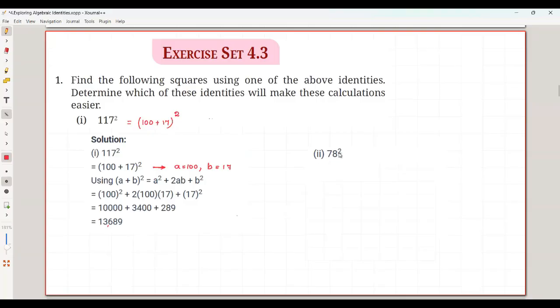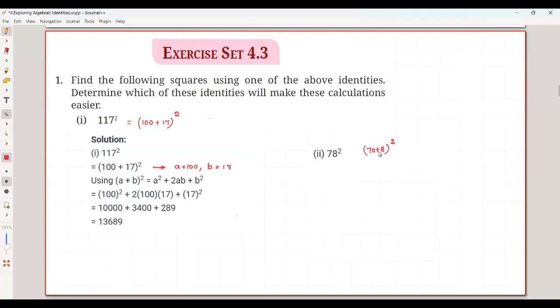Now the second question, 78 square. 78 square also we can write in many different ways, right? That is our convenience. We can write 80 minus 2 the whole square also. If you write 80 minus 2, you have to use (a - b) whole square. But I don't want to use minus, so another way we can write 78 the whole square is as (70 + 8) whole square.